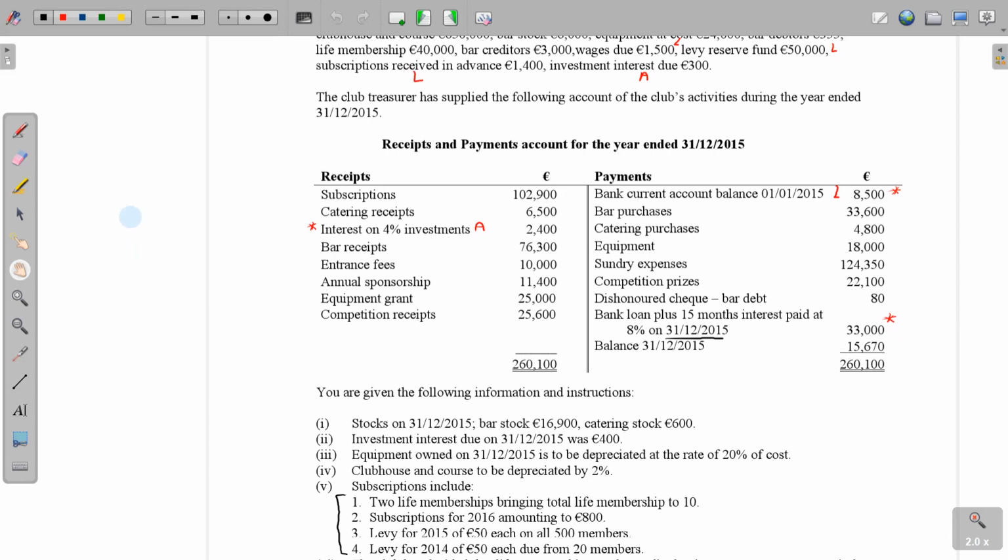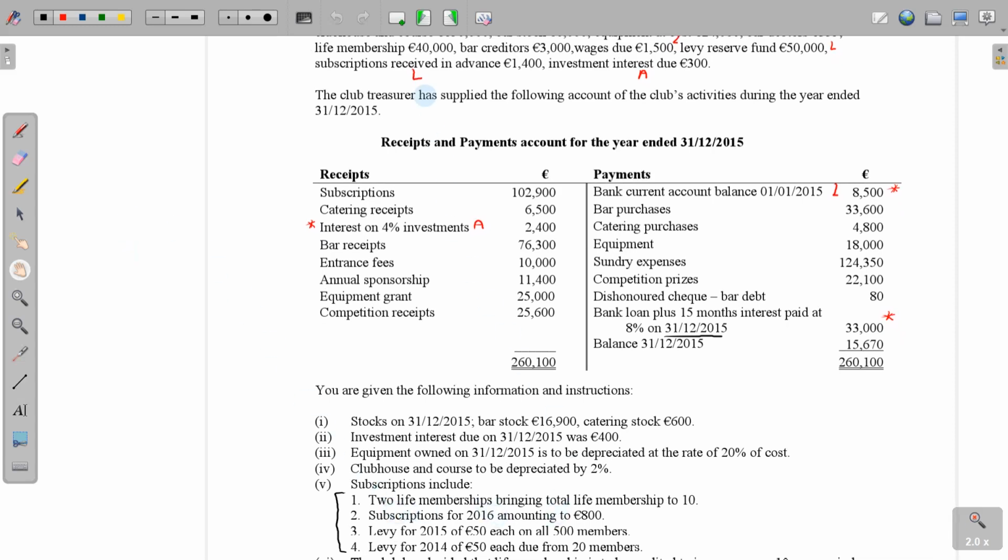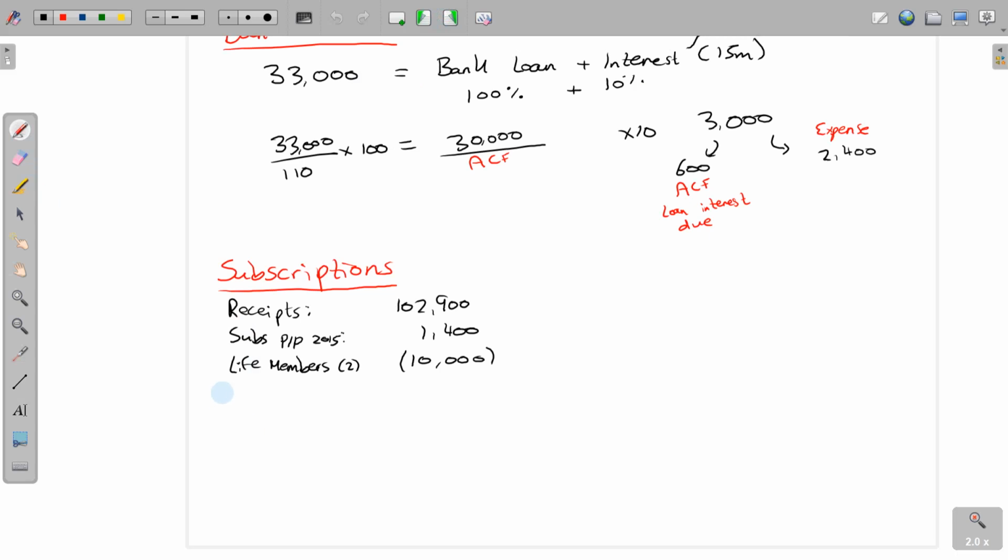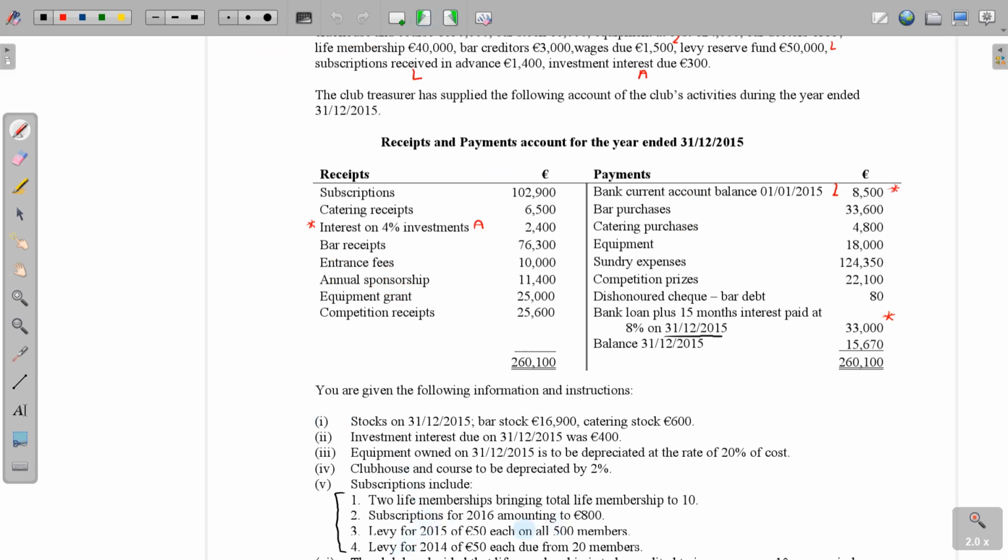What else are we told? Subscriptions for 2016 amounting to 800. So these are subs prepaid for 2016. We are only interested with 2015, so you have to take that figure away. There are some really organized people who said, I have some spare subscription, I'm going to give it to the club so I don't have to worry about that next year. So it's great for them. For us, it's kind of a bit of a pain, I guess. It's nice that we get the money in advance, but it's still seen as a liability because it's prepaid. So that is minus 800.